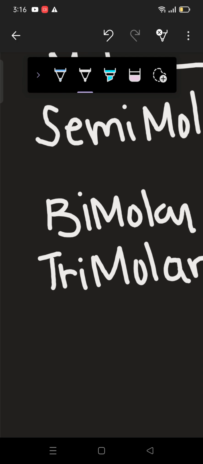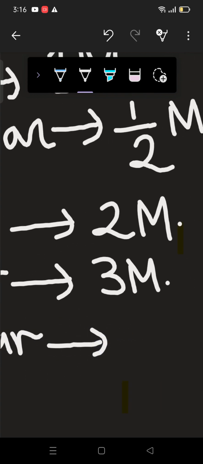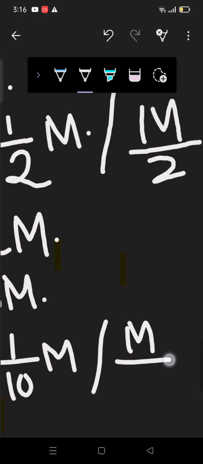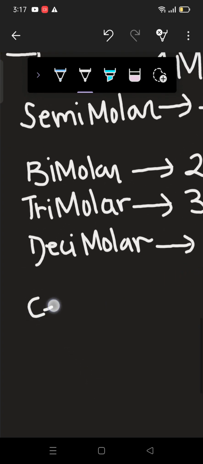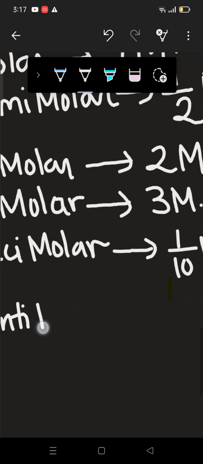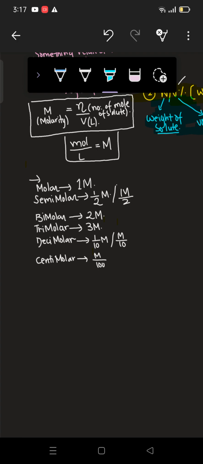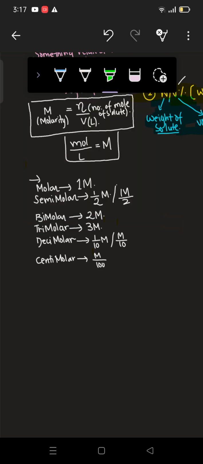Okay, so if you have a decimolar solution, deci means 1 upon 10, right? 10 power minus 1, and 10 power minus 1 means 1 upon 10, so 1 upon 10 M, or you may write M by 10. The molarity will be the tenth part of it. If you have centimolar, centi is 1 upon 100, right? 10 power minus 2. So this would be M by 100. So now you can find any prefix. If you remember the prefix, you can actually find any molarity.